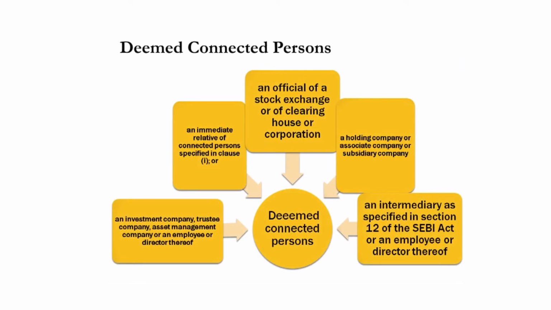Now, there is another category of deemed connected persons under the 2015 regulations. Over here the following persons will be deemed connected persons. First, an immediate relative of the connected person, as we have discussed just now. Then any holding company or associate company or subsidiary company, any official of a stock exchange or a clearing house or a corporation, any intermediary as specified in section 12 of the SEBI Act, as well as any investment company, trustee company, asset management company, or any employee or director of such companies.